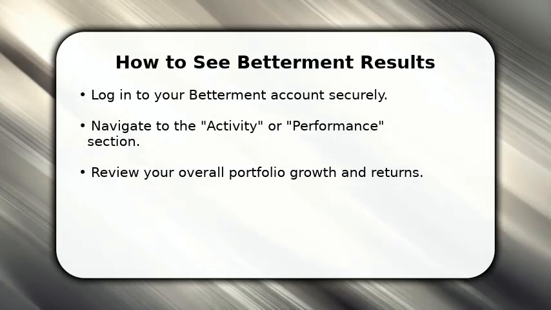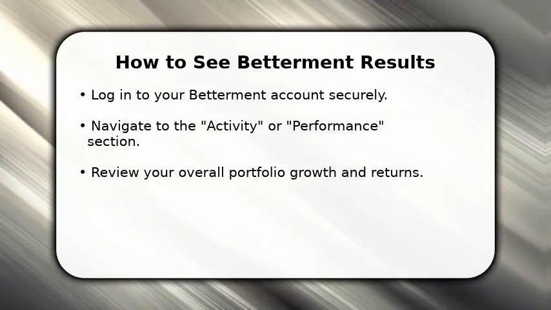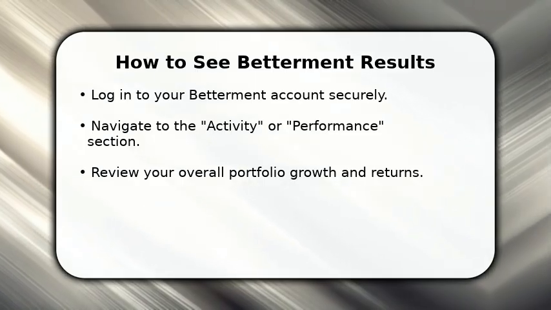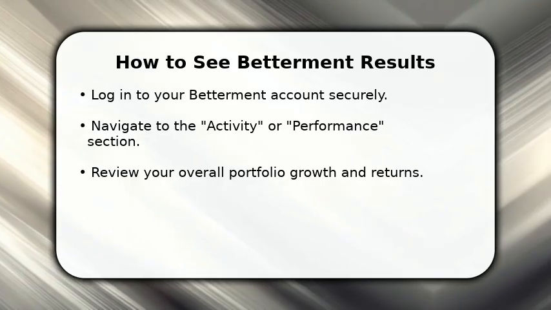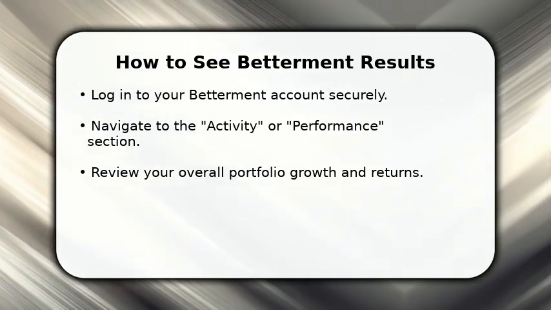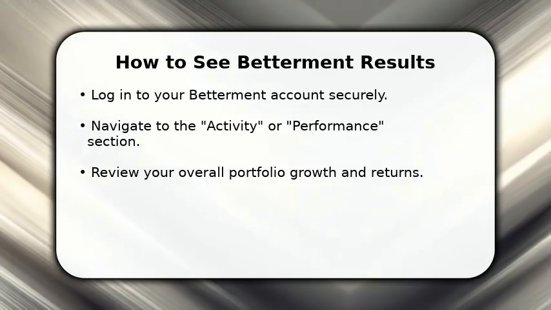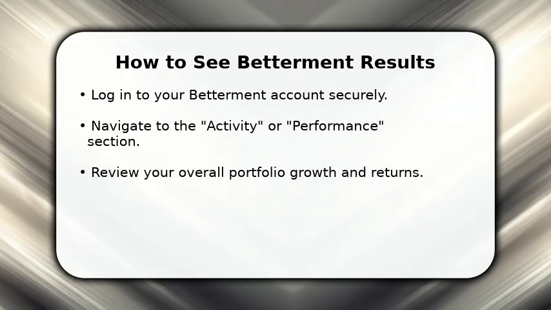In this video, I will explain how to see Betterment results. First, log in to your Betterment account using your credentials. Once inside, look for the Activity or Performance tab, usually found on the main dashboard. Clicking this will take you to a summary of your investments, showing your overall portfolio growth and current returns. It's a great starting point to quickly grasp your financial standing.